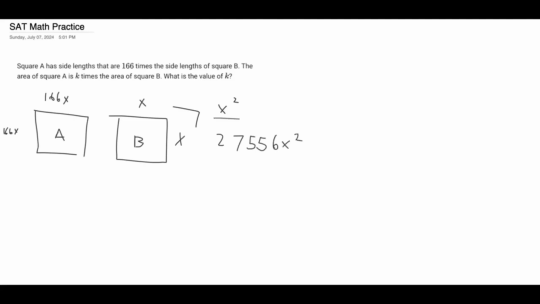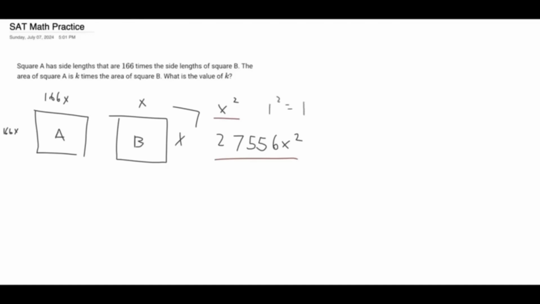Because this is the area of square B, and then the one on the bottom is the area of square A. So how can we compare? Well, we can just plug in a random value for x. So let's say the side length of B was 1, right? So then we would get 1 squared. 1 squared is just 1.